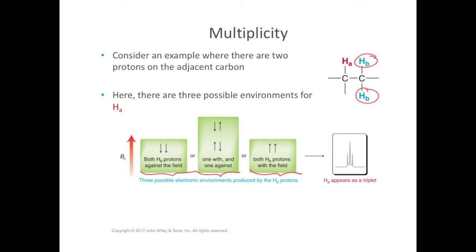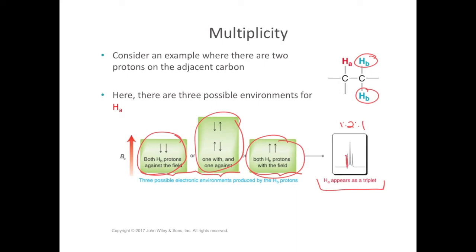So as a result, depending on whether HA is experiencing this scenario, or that scenario, it will experience a slightly different external magnetic field, and therefore it will show up as a triplet. Now notice the height of the triplet is 1 to 2 to 1.